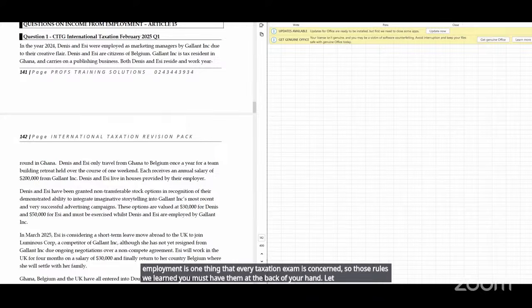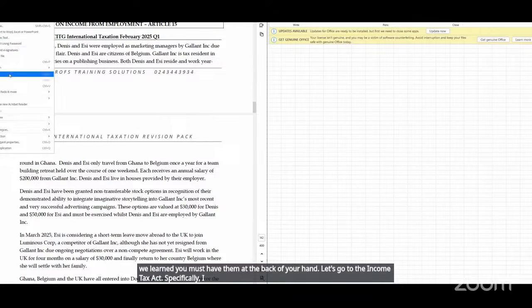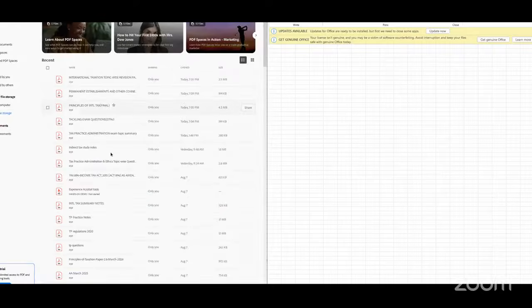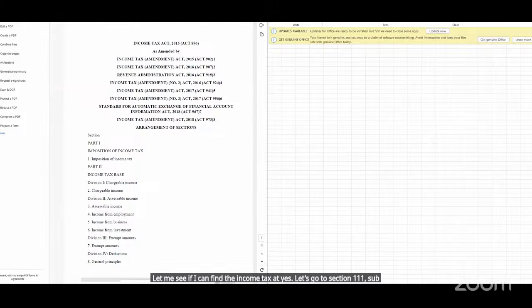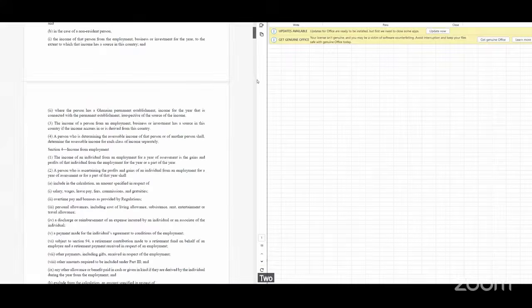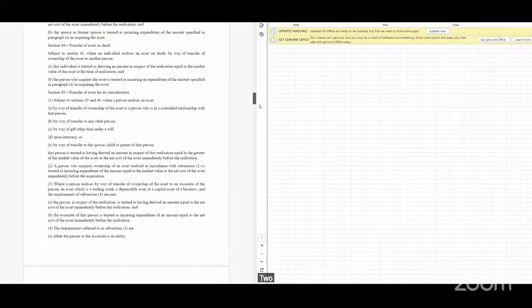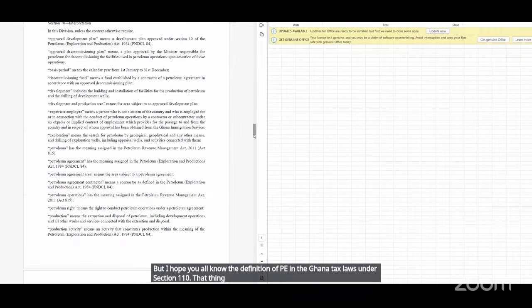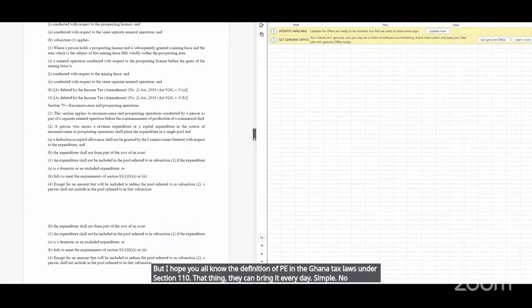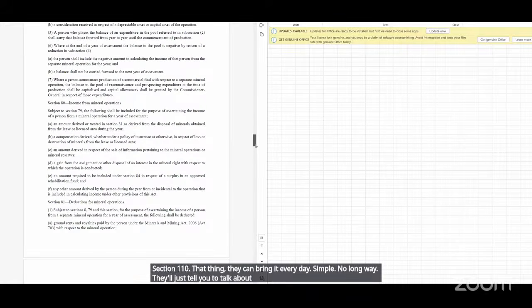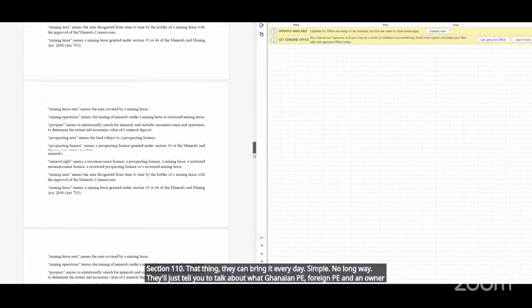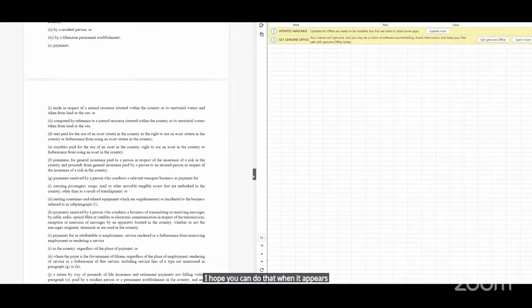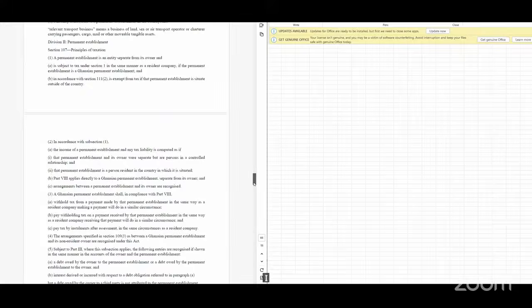Let's go to the Income Tax Act. Specifically, I want us to go to section 111, subsection 2. But I hope you all know the definition of PE in the Ghana tax laws under section 110. That thing, they can bring it every time. Simple. No long way. They'll just tell you to talk about what? Ghanaian PE, foreign PE, and an owner. I hope you can do that when it appears.